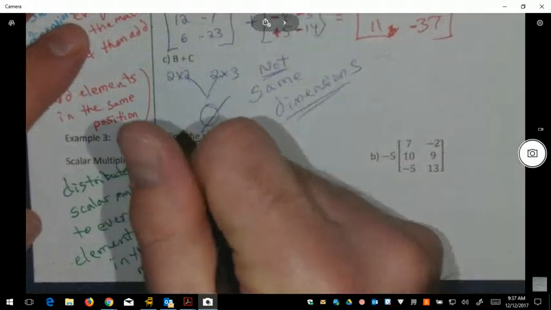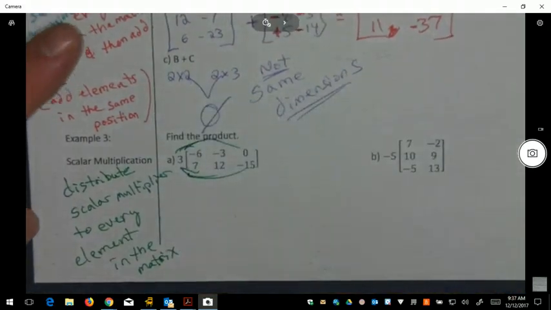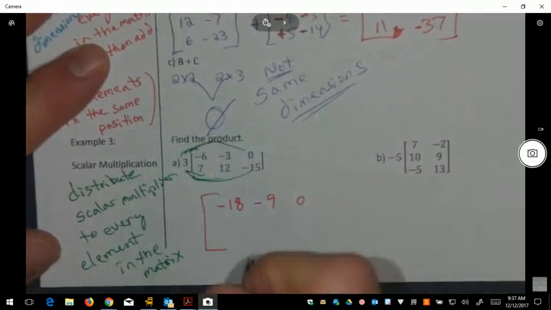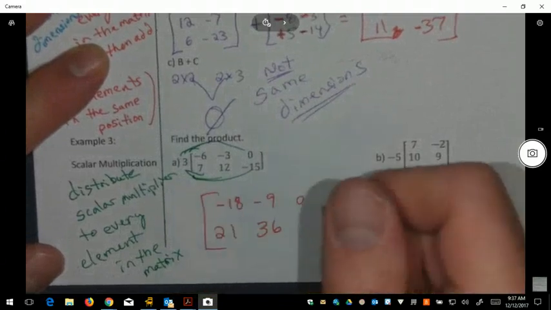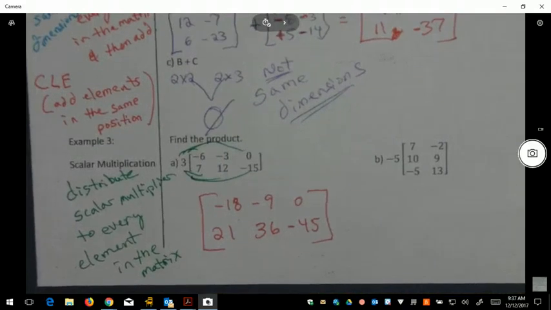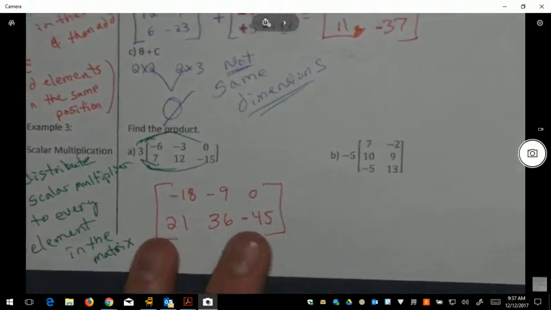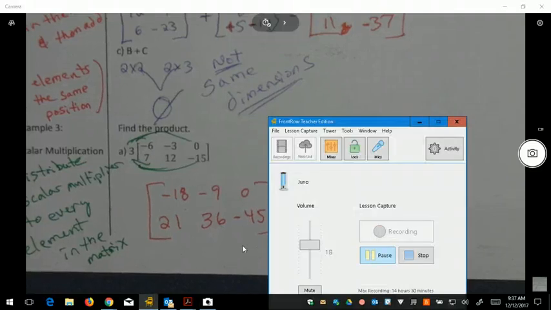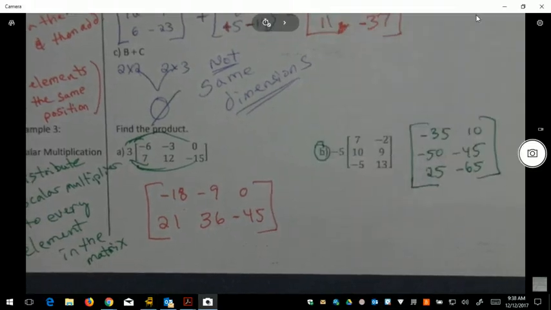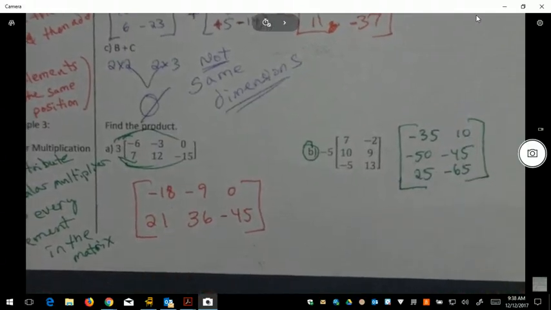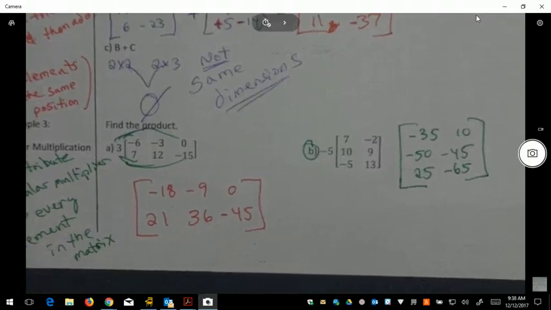So I have 6 things to distribute it to, and you don't have to draw it. I'm just going to multiply it by every number. This is going to give me -18, -9, 0, 21, 36, and -45, I think. Yes. Try that for letter B. Do scalar multiplication for letter B. That is correct. So when you multiply all of those by -5, here's the resultant matrix right there. Any questions on that matrix?